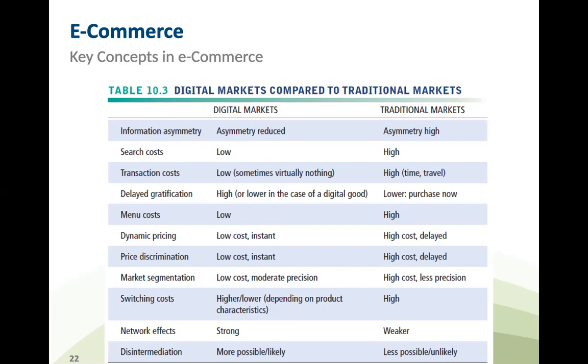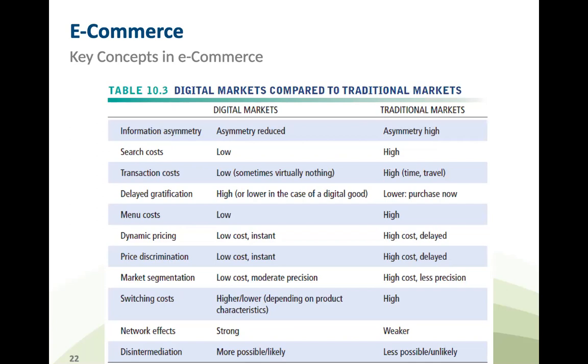And then in traditional markets, transaction cost is high due to time and travel. Then delayed gratification is high, but in terms of digital goods, it's lower. In traditional markets you can buy at that point, so the delayed gratification is low there. So that's an advantage in traditional markets.